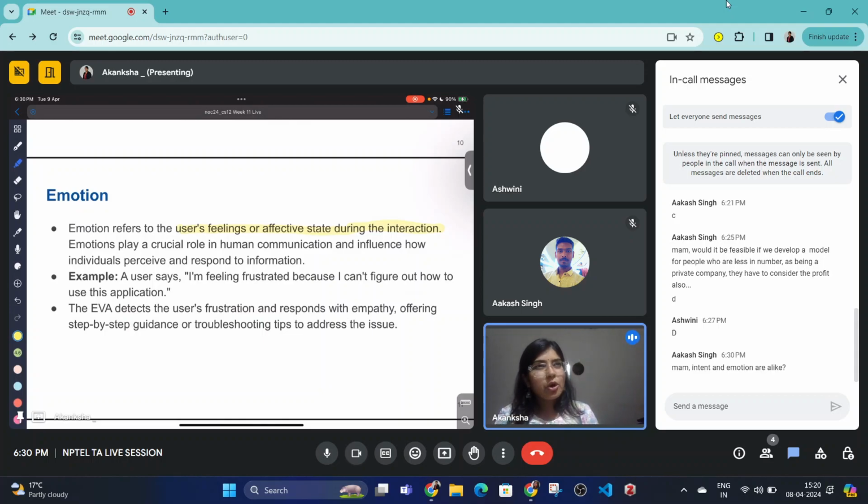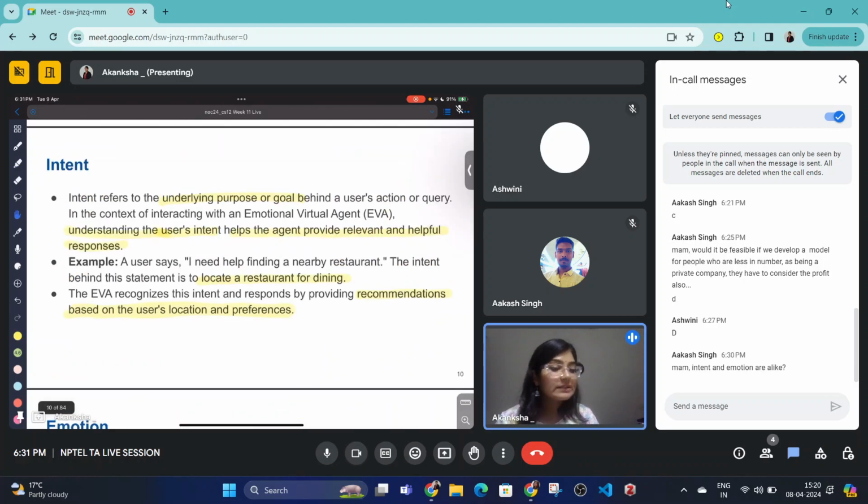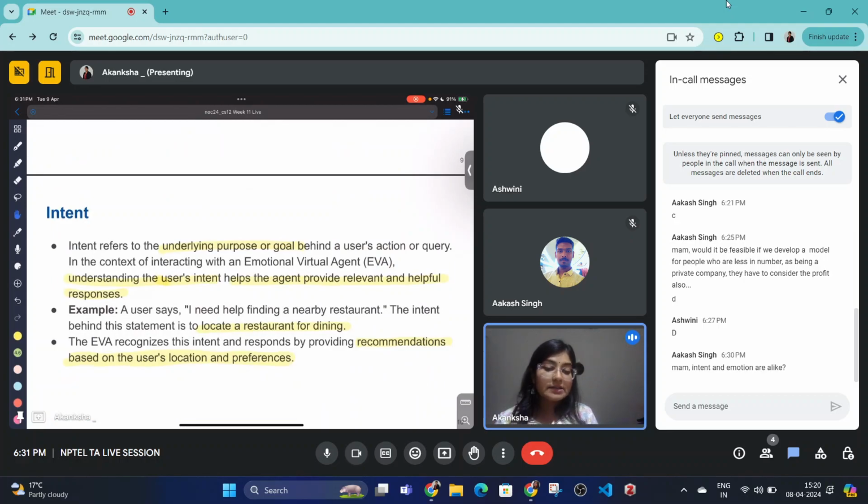Intent and emotion are not alike. Intent is, say I'm saying that I want to look for a restaurant. What do I want to do? I want to go for dinner. The emotional part is not there. What is the emotional part in that I want to go for dinner? It's understanding the motive behind something being said. So if I'm saying that I need help finding a nearby restaurant, there is no emotional component in this sentence, is it?